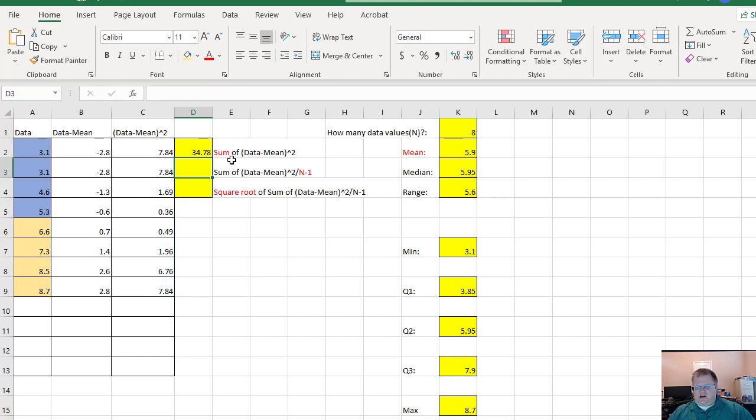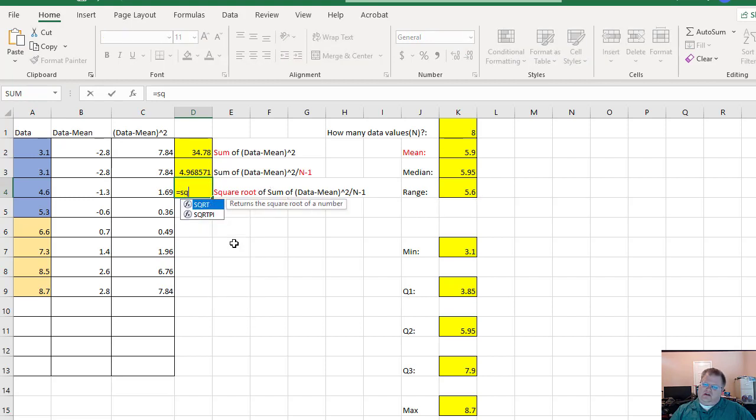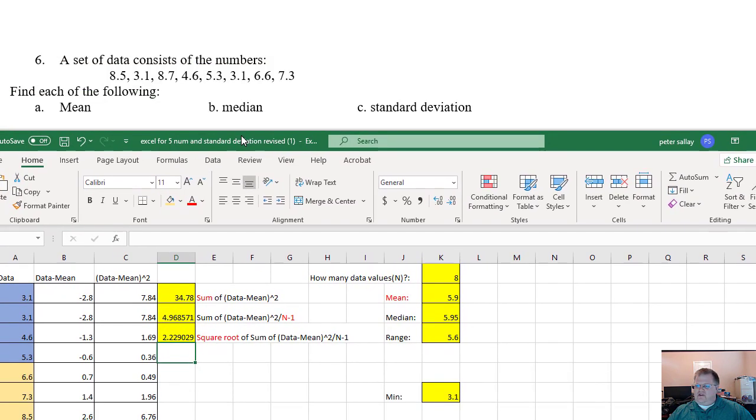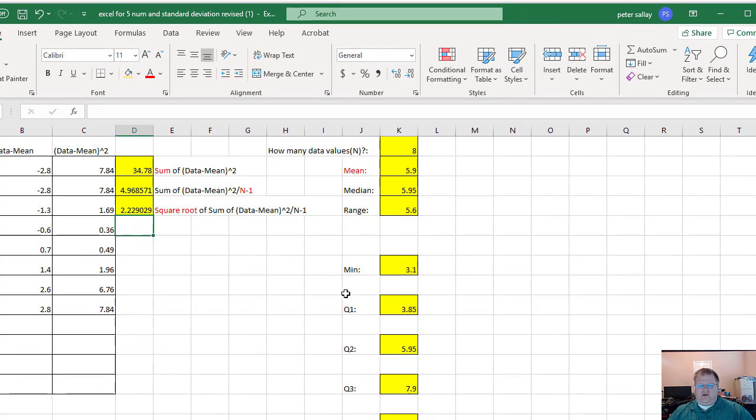This says take the number we just got and divide it by n minus 1. So take that 34.78 and divide it by, well, if n was 8, because there are 8 numbers, then n minus 1 would be 7. So divide by 7. And the last part is find the square root, so SQRT, of the number we just worked hard to get. And there you go. Even though this only asked for 3 things, the mean, the median, and the standard deviation, there's a quick review of all the other things that we've learned related to data.